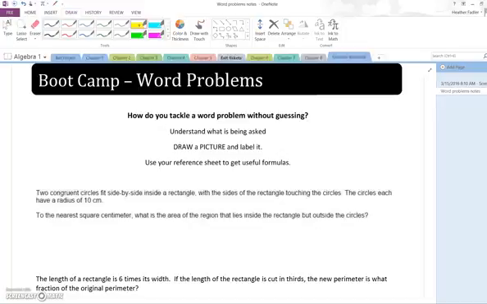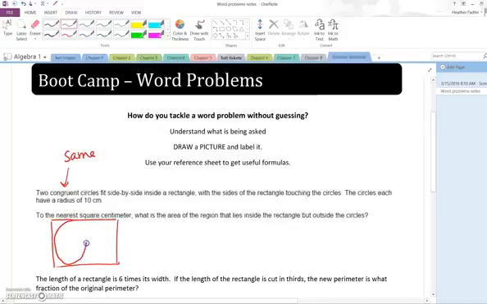Looking at the first one, we have two congruent circles that fit side by side inside a rectangle. Before we start, let's read that first sentence. We have a rectangle, and we have two congruent circles. Congruent means same. I'm just going to draw this in as best as we can. Since it fits inside, it touches all the sides.